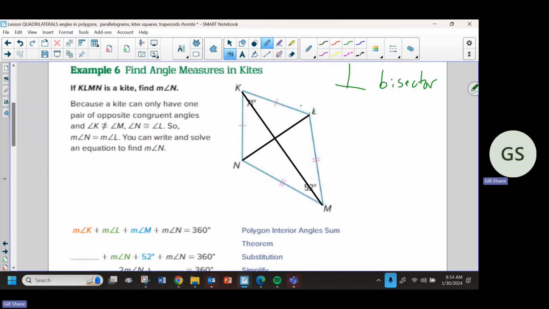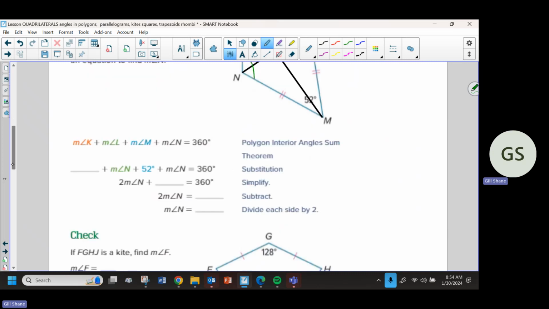You do need to make sure you understand which angles are congruent in a kite, because that can be tricky sometimes. Even though they don't really look like it if you're very visual, sometimes kids make the wrong angles congruent. There's only one pair that's congruent, one opposite pair that's congruent in a kite.